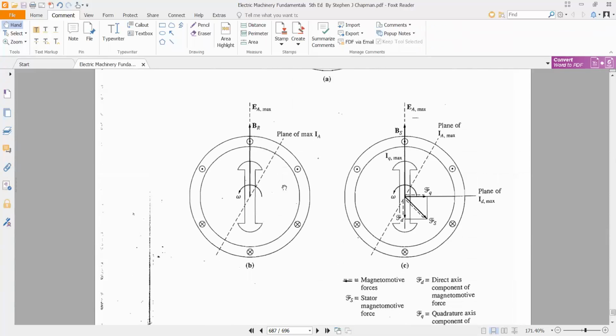Let's assume that we put some load on the generator having lagging power factor. Some lagging load has been introduced at the generator terminals. So it is shown here by a current IA which is lagging behind the voltage EA, the induced EMF EA. So the current IA is lagging behind the voltage. It means that a lagging power factor load has been introduced at the generator terminals.